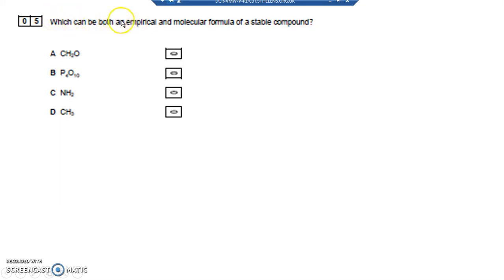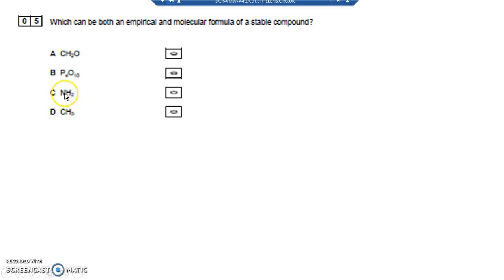Question 5. Which can be both an empirical and molecular formula of a stable compound? I can probably do this by elimination actually and then work out the correct answer. P4O10, well, that's not an empirical formula because it could be simplified to P2O5. NH2, well, you can have NH3 but not NH2.